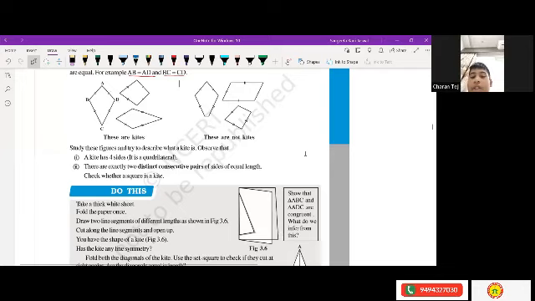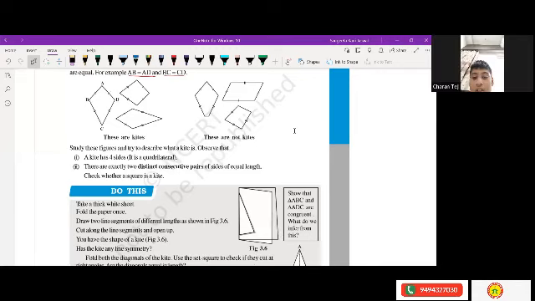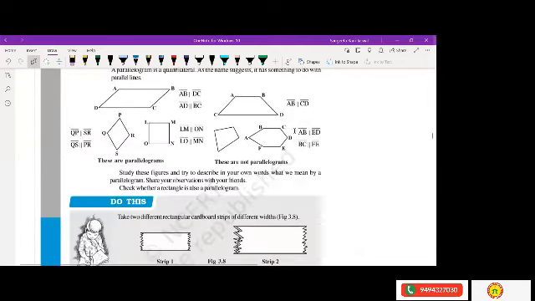Will a rhombus come under quadrilateral? Yes, of course. Rhombus is a four-sided figure, so it comes under quadrilateral. Parallelogram comes under quadrilateral. Trapezium comes under quadrilateral. All four-sided figures are quadrilaterals. Although they have different properties, they all fall in the category of quadrilaterals.